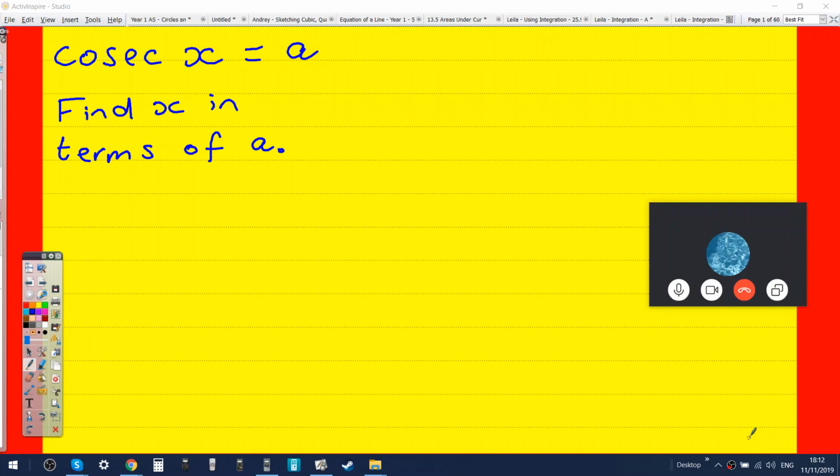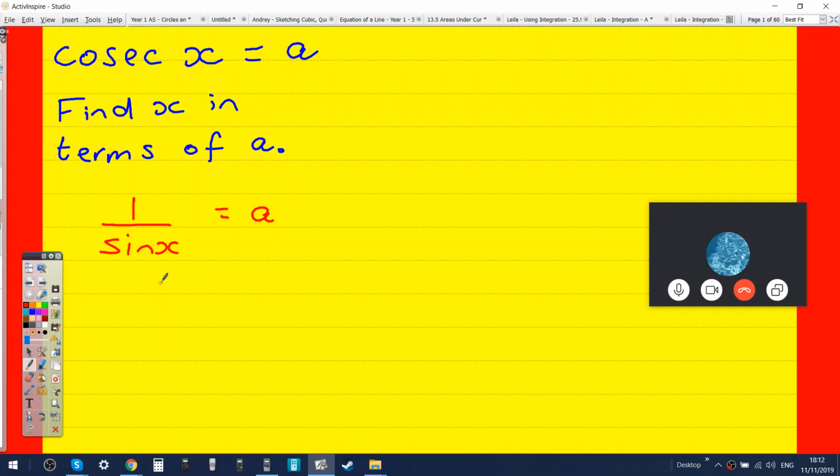Oh, what was it? Is it sine over cos? It is 1 over sine. So 1 over sine. Find x in terms of a. Okay.